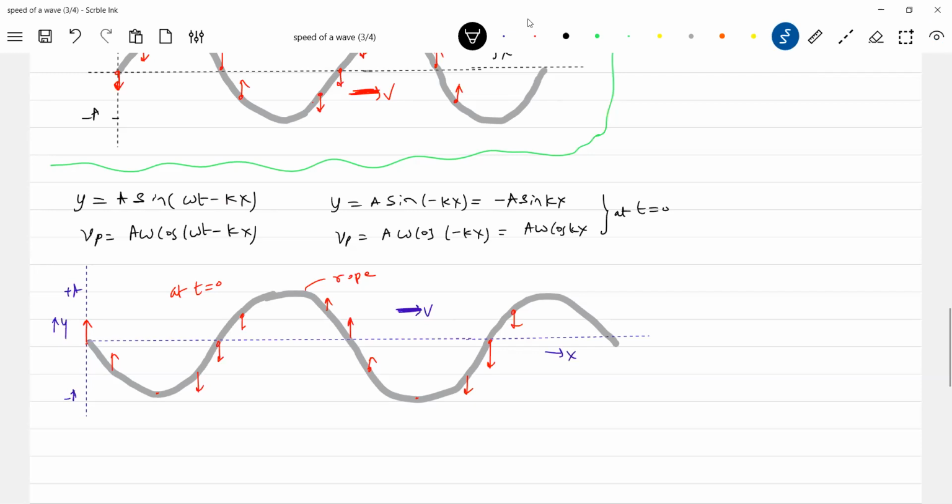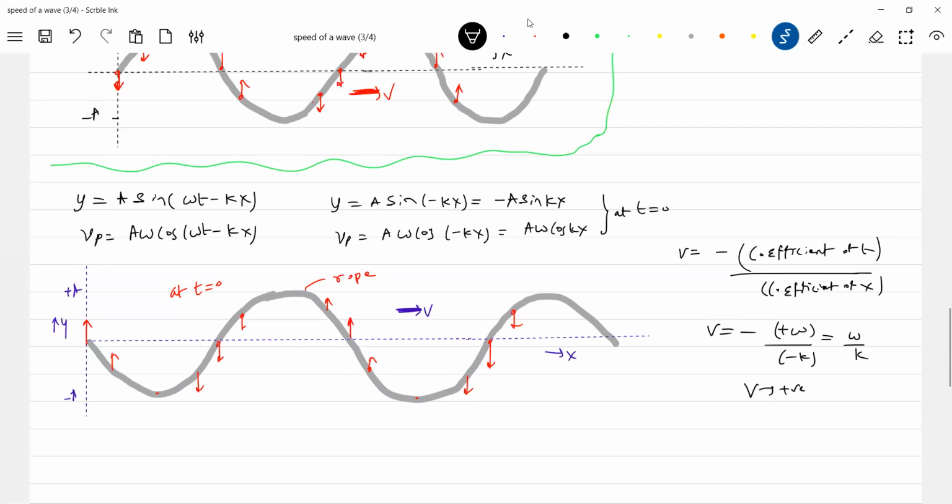What is the formula? Wave speed v equal to minus of coefficient of t by coefficient of x, substituting with sign. Coefficient of t is how much? Plus omega. Coefficient of x is minus k. I'm getting minus of minus, plus. So what is the wave speed? I got positive. Positive means moving towards right. Getting the idea now? So how can you say the wave is propagating towards right? Because I have the formula.